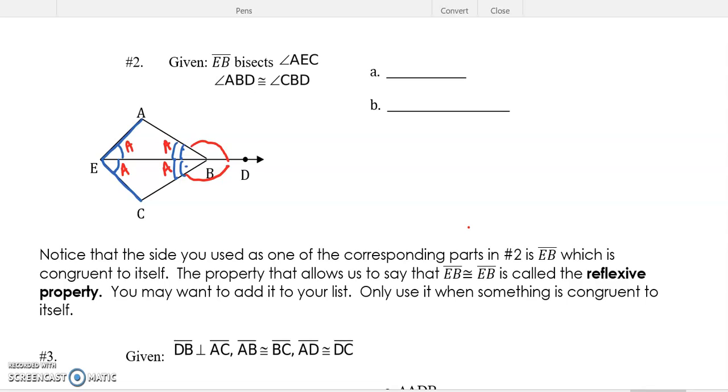There's one other piece of information that we want to write down in our notes and also add to your list of agreed upon reasons for our proofs. We wrote it out for you in the bottom paragraph, but here's what this says. The segment EB is a shared side to both of those triangles, meaning that whatever length EB is to the top triangle, then it's going to be the same length as it is to the bottom triangle. This is called the reflexive property.